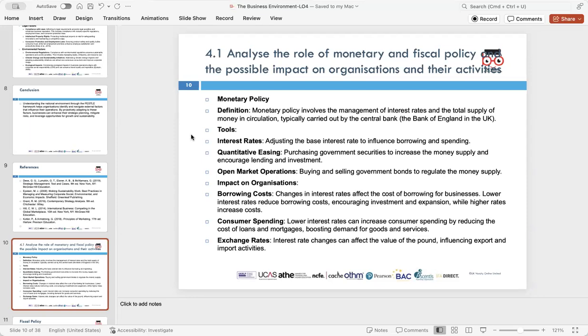Exchange rates: interest rate changes can affect the value of the national currency. Lower interest rates can lead to a depreciation of the currency, making exports cheaper and more competitive internationally. Conversely, a higher interest rate can lead to currency appreciation, making imports cheaper but potentially reducing the competitiveness of exports.